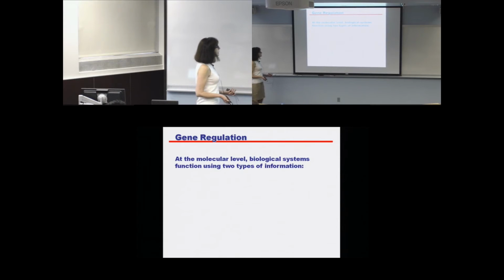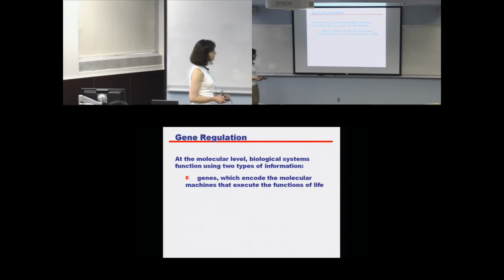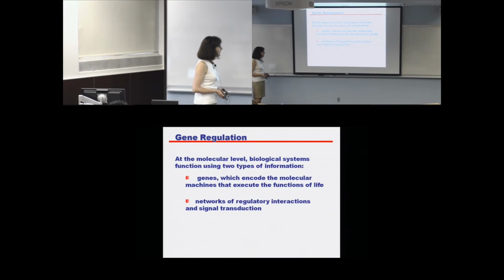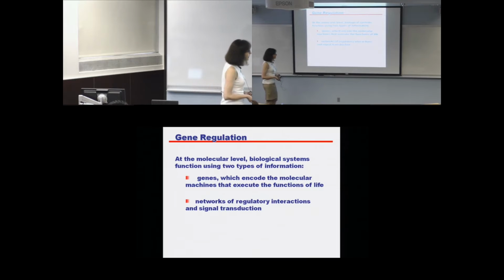So just a little bit of biology, to the extent I can handle it: at the molecular level, the systems function using two types of information. You have the genes that encode the information and execute all the functions in a living organism. And you have the interactions in between and the signal transductions that facilitate those.